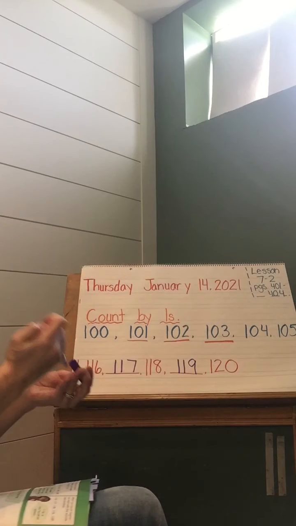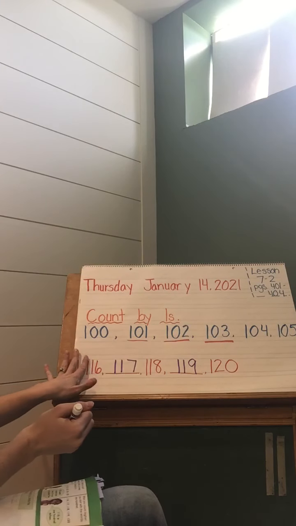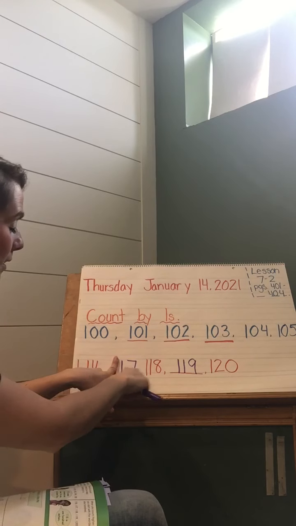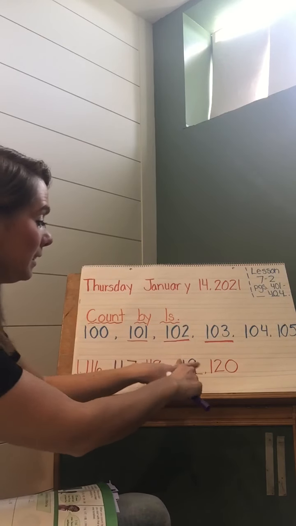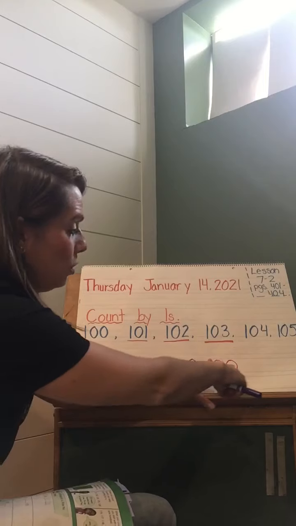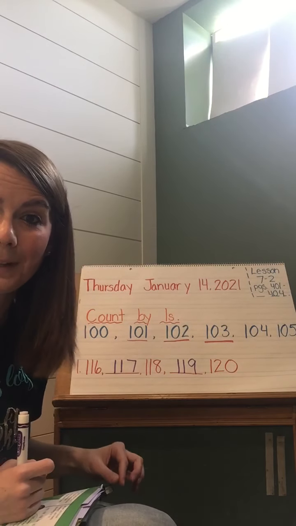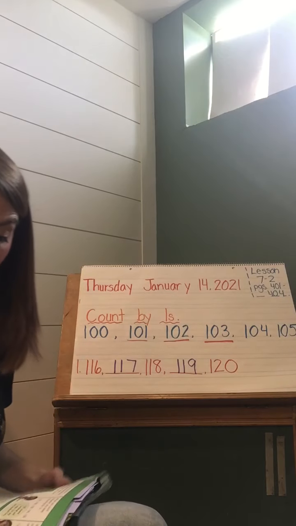Notice how, if I took this away, it says 16. This says 17, 18, 19, 20. But when I put that 1 there in the hundreds place, that makes it an even bigger number.